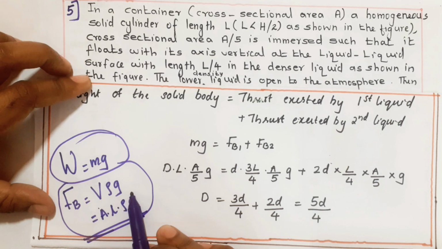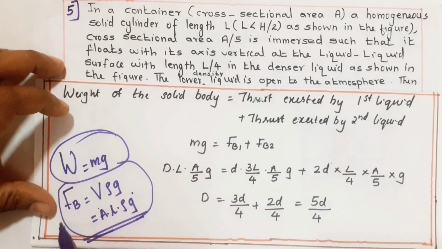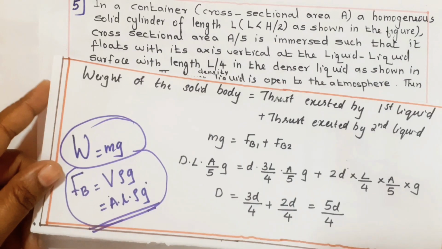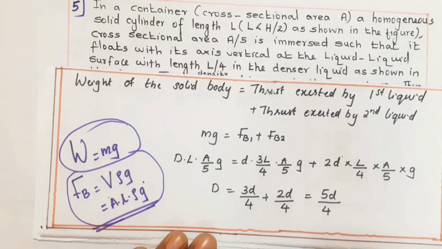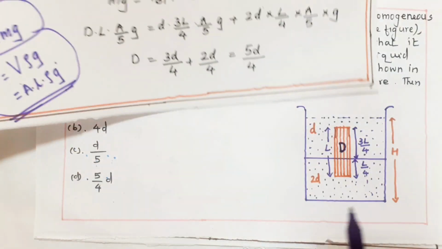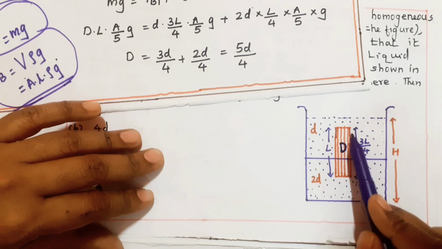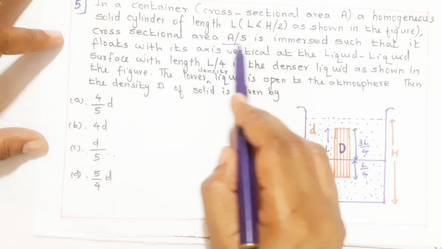V rho g we can write in another form: volume is area of cross section into length, into density, into g. That is your buoyant force. Now I am writing here, in the diagram you have seen that there are two liquids, so I am writing this as FB1 plus FB2, FB1 for the first liquid. So I can write here D, the density, into how much length of the body is in the first liquid, 3L by 4. Area of cross section they gave in the question as A by 5.